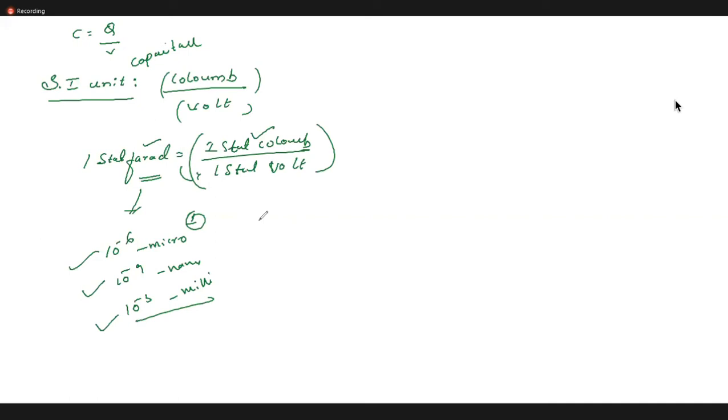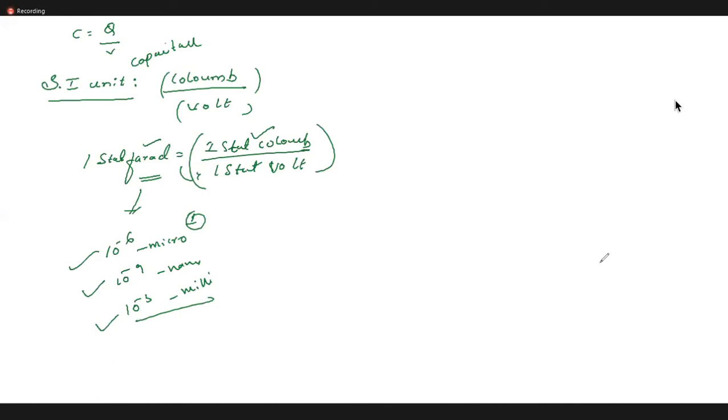1 stat coulomb by 1 stat volt. I know the formula. Just define. Ma'am, 1 minute, ma'am. Let me think. I'm not getting it. Next, Abhi. Ma'am, the ratio of 1 stat coulomb by the 1 stat volt.